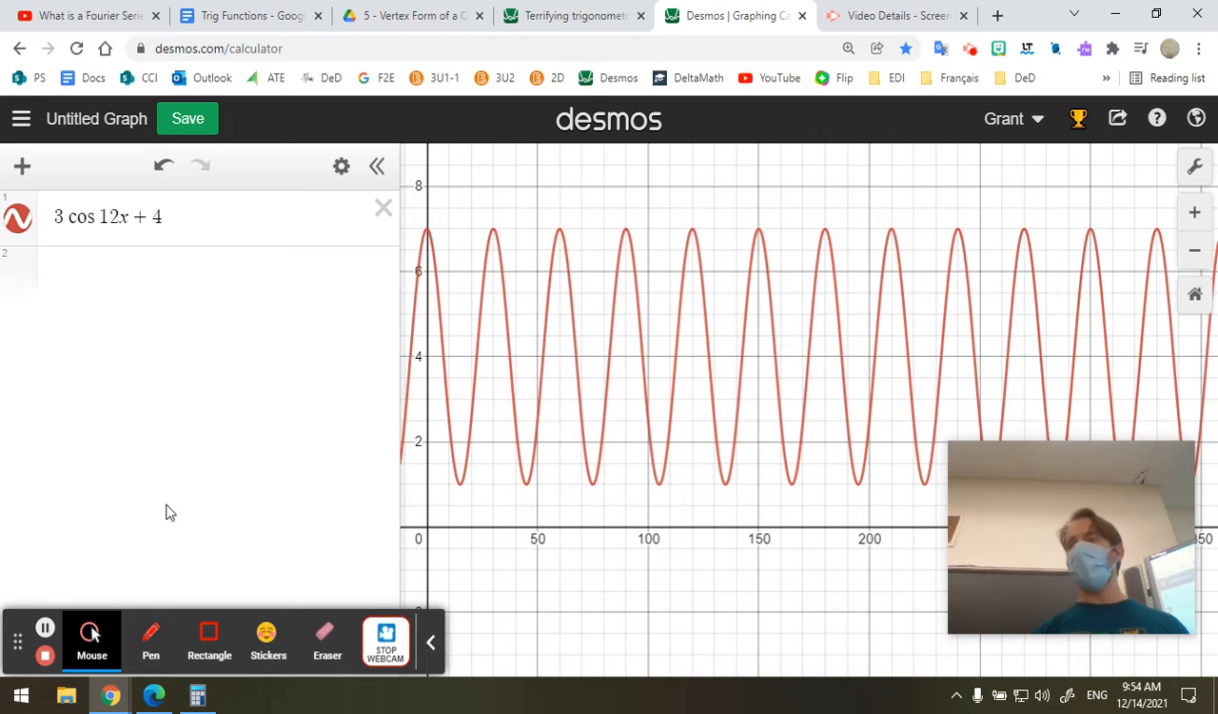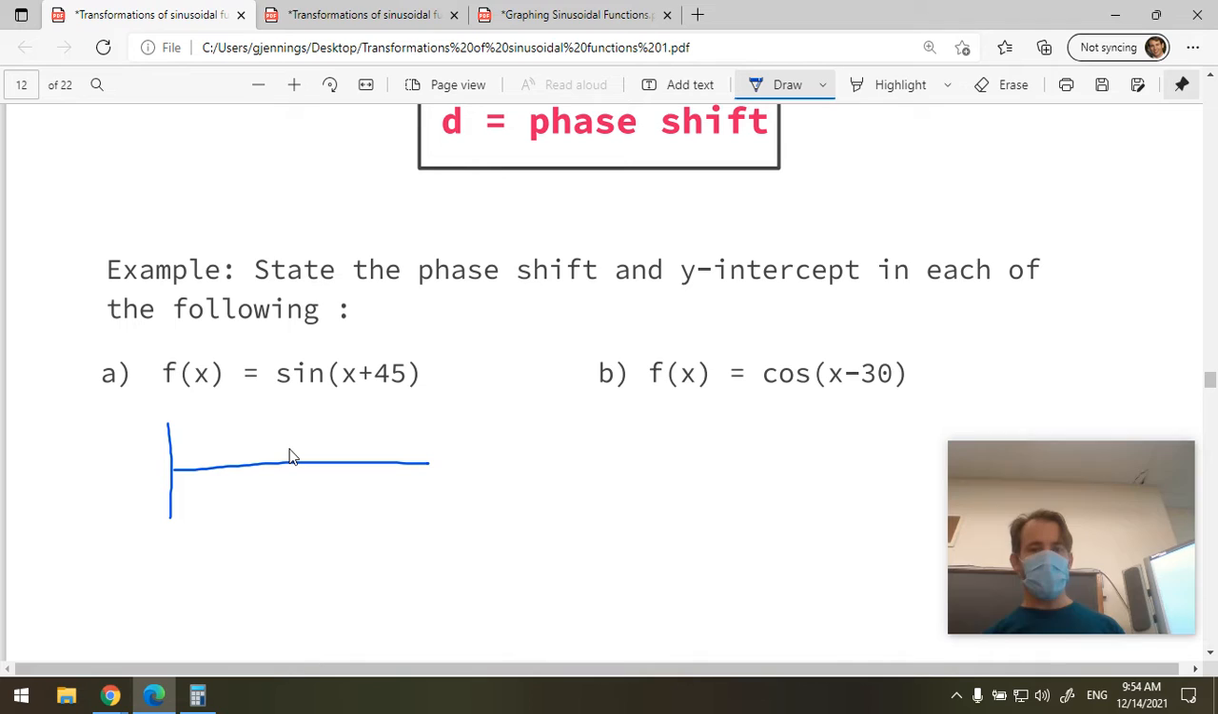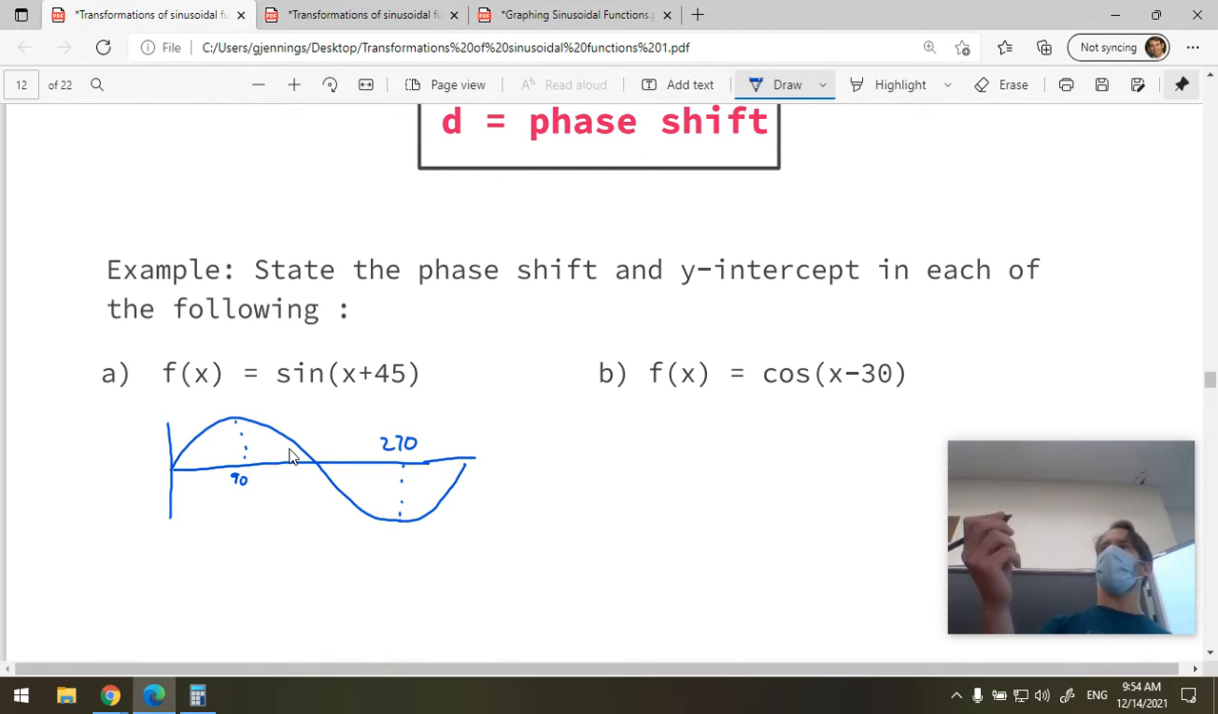Okay, so let's keep going with our Reader's Digest version here. So let's sketch a sine x over 360. It's going to come up, go down, and then come up again. Okay, and this is 90 here. This is 270. And this is 360 there. So if we do x plus 45, it's going to take this whole thing and shift it in the negative direction 45.